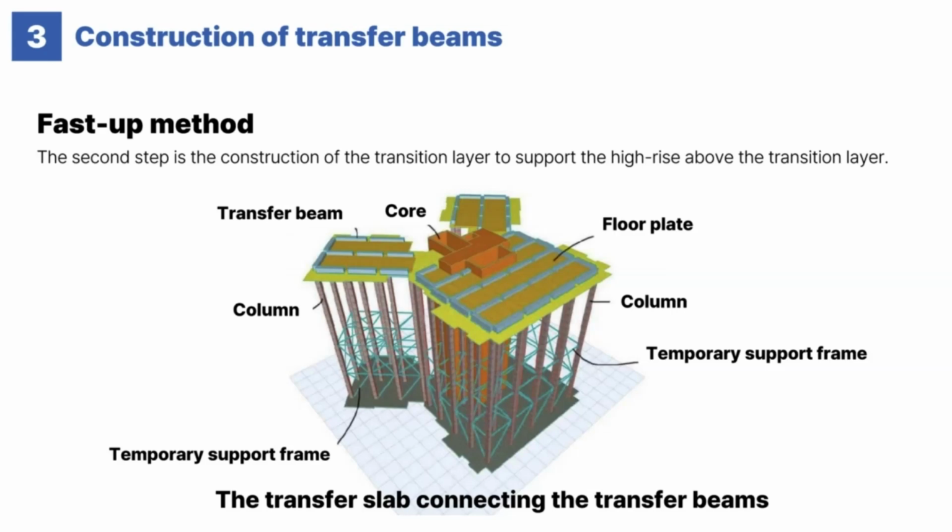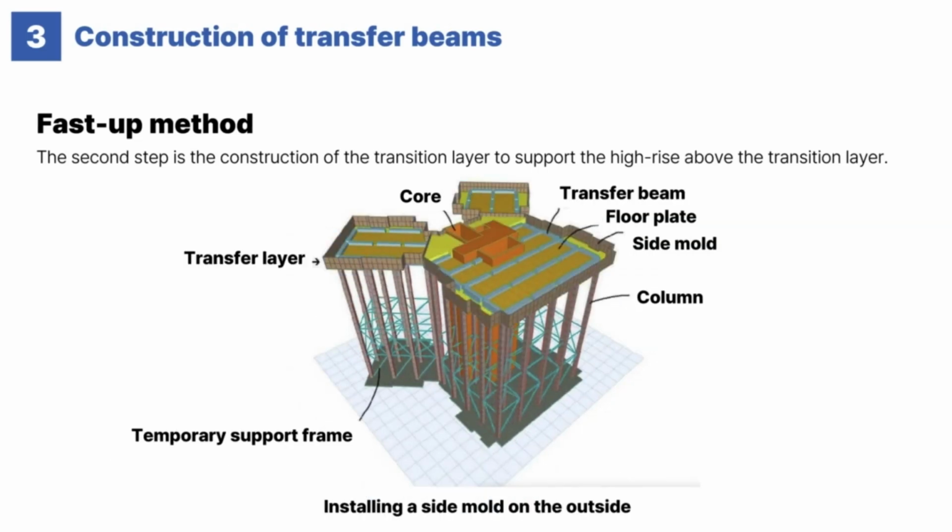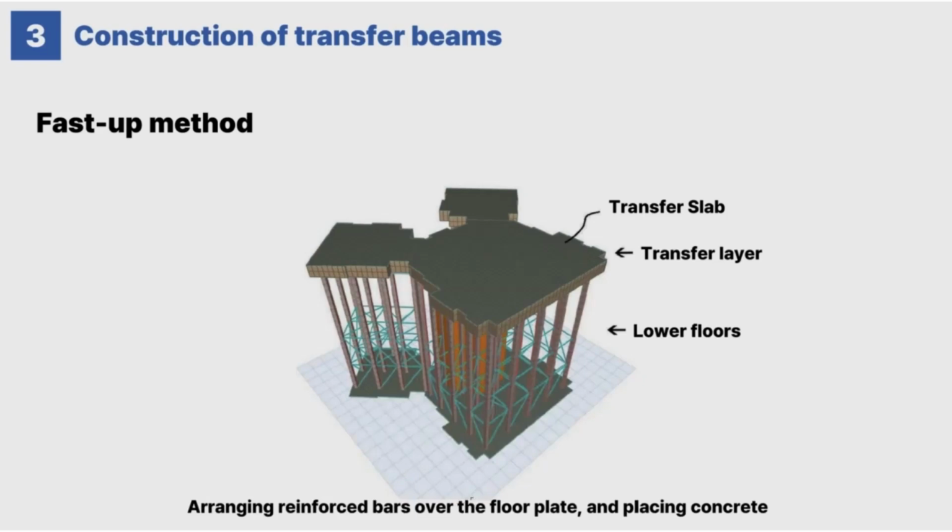The transfer layer proceeds by constructing the transfer beam and transfer slab as shown in the following figure. It is the order of constructing the transfer beam connecting the columns and the transfer slab connecting the transfer beams. At this time, the transfer slab can be constructed by connecting the transfer beam and the transfer beam with the floor plate, installing a side mold on the outside, arranging reinforced bars over the floor plate, and placing concrete.